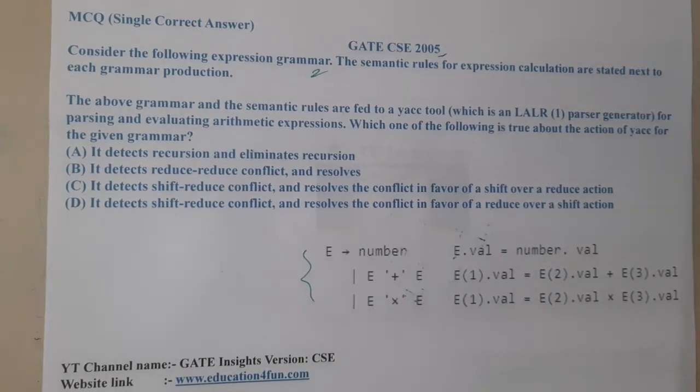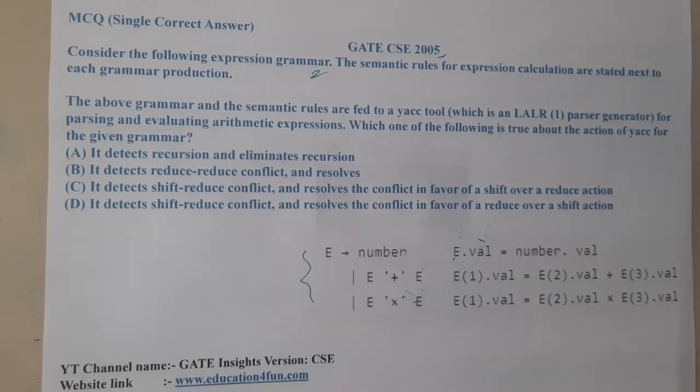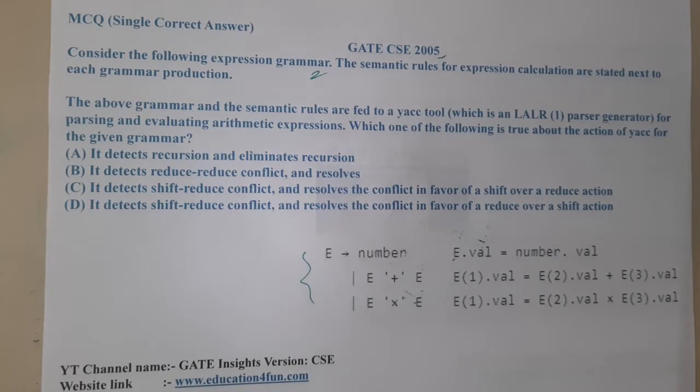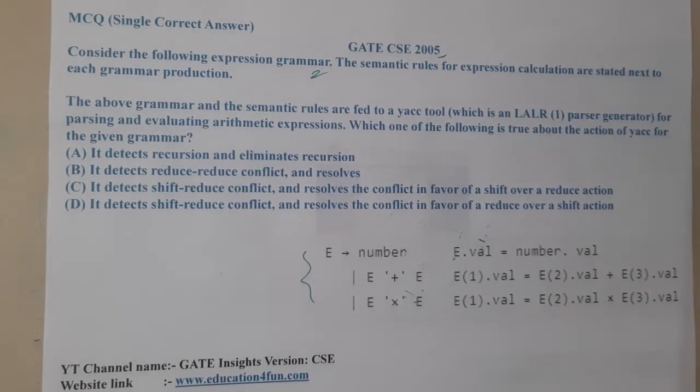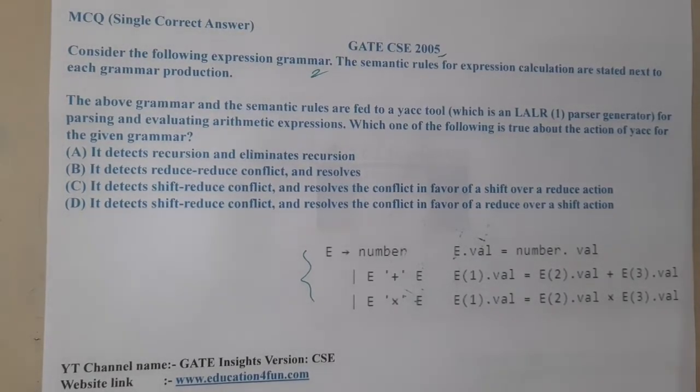Option B says it detects a reduce conflict and resolves it. Option C says it detects a shift reduce conflict and resolves the conflict in favor of a shift over the reduce action. And option D says it detects the shift reduce conflict and resolves the conflict in favor of a reduce over a shift action. So these are the four options.